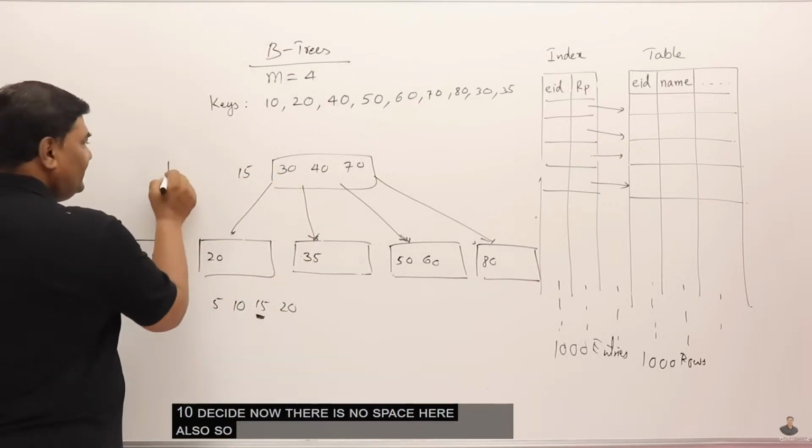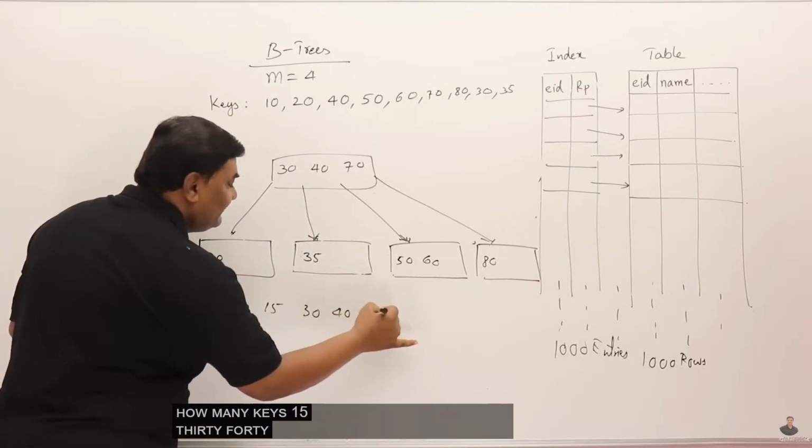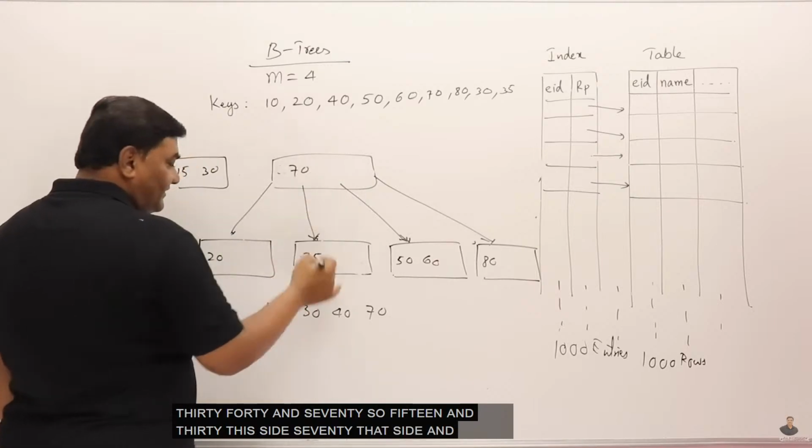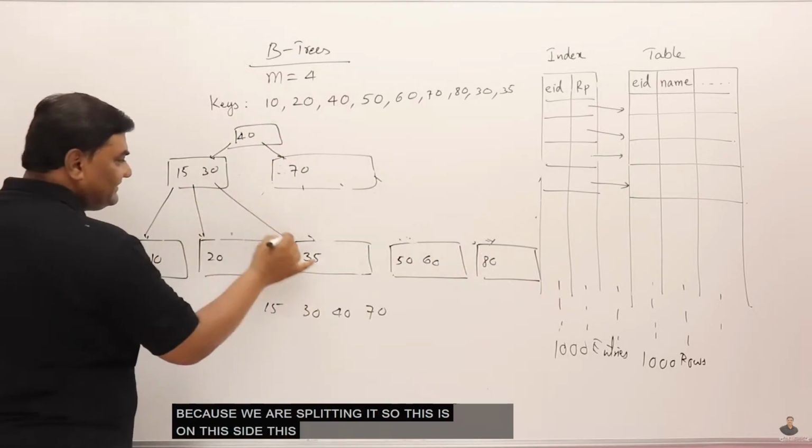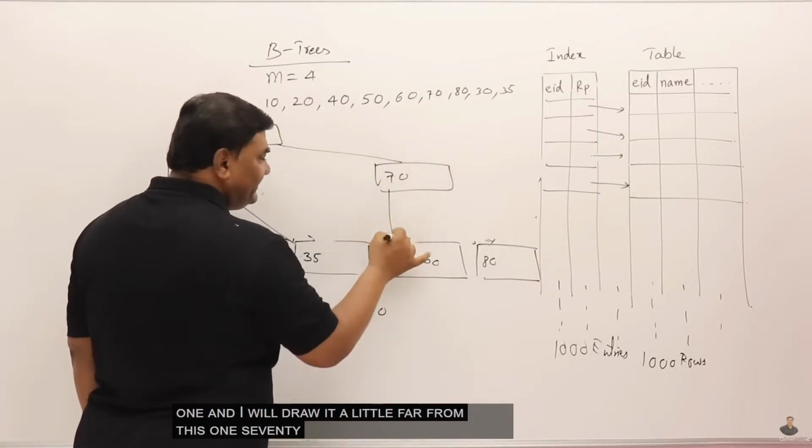Now there's no space here also. So here also you split it. Out of how many keys? 15, 30, 40, and 70. So 15 and 30 this side, 70 that side, and 40 in the parent. So this will be on the side, this will be on the side. Now all these links will also change because we are splitting it. So this is on the side, this is on the side. And I will draw it a little far from this one. 70, then 70 is left and 70 is right.